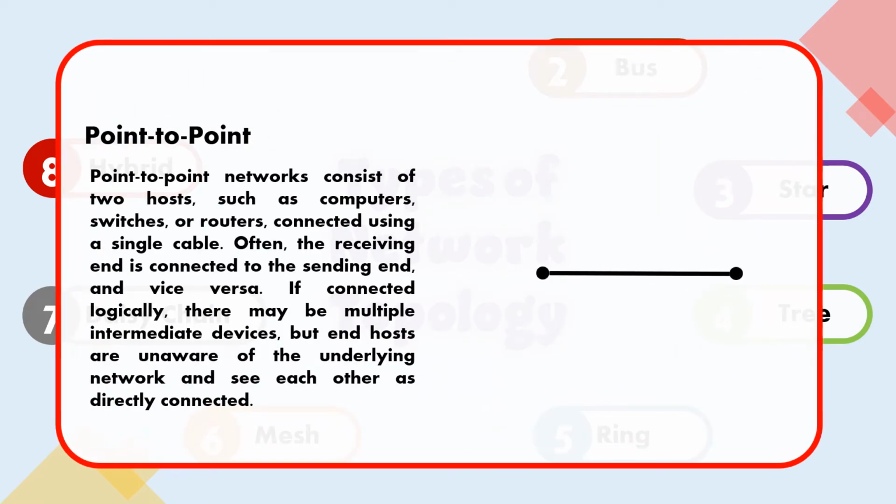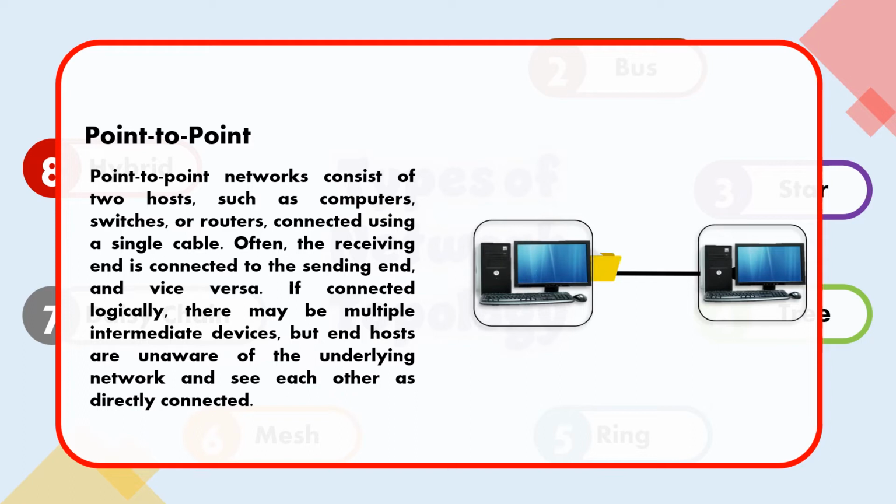Point-to-point networks consist of two hosts, such as computers, switches, or routers, connected using a single cable. Often, the receiving end is connected to the sending end, and vice versa. If connected logically, there may be multiple intermediate devices, but end hosts are unaware of the underlying network and see each other as directly connected.